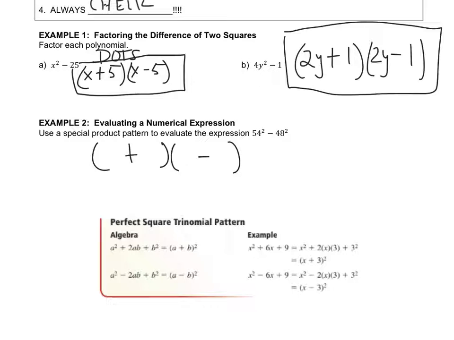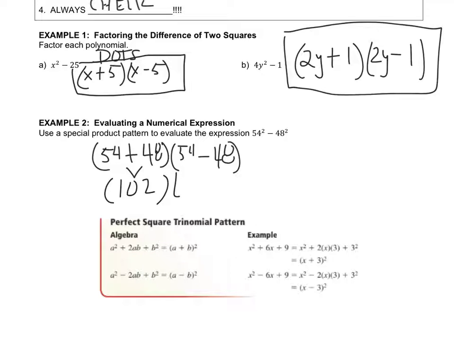So we have one plus and one minus. The square root of 54 squared, remember, would be just 54, so those would go in the front. The square root of 48 squared would be 48 in both. So pretty quickly, I can now look at my order of operations and say 54 and 48 is 102.